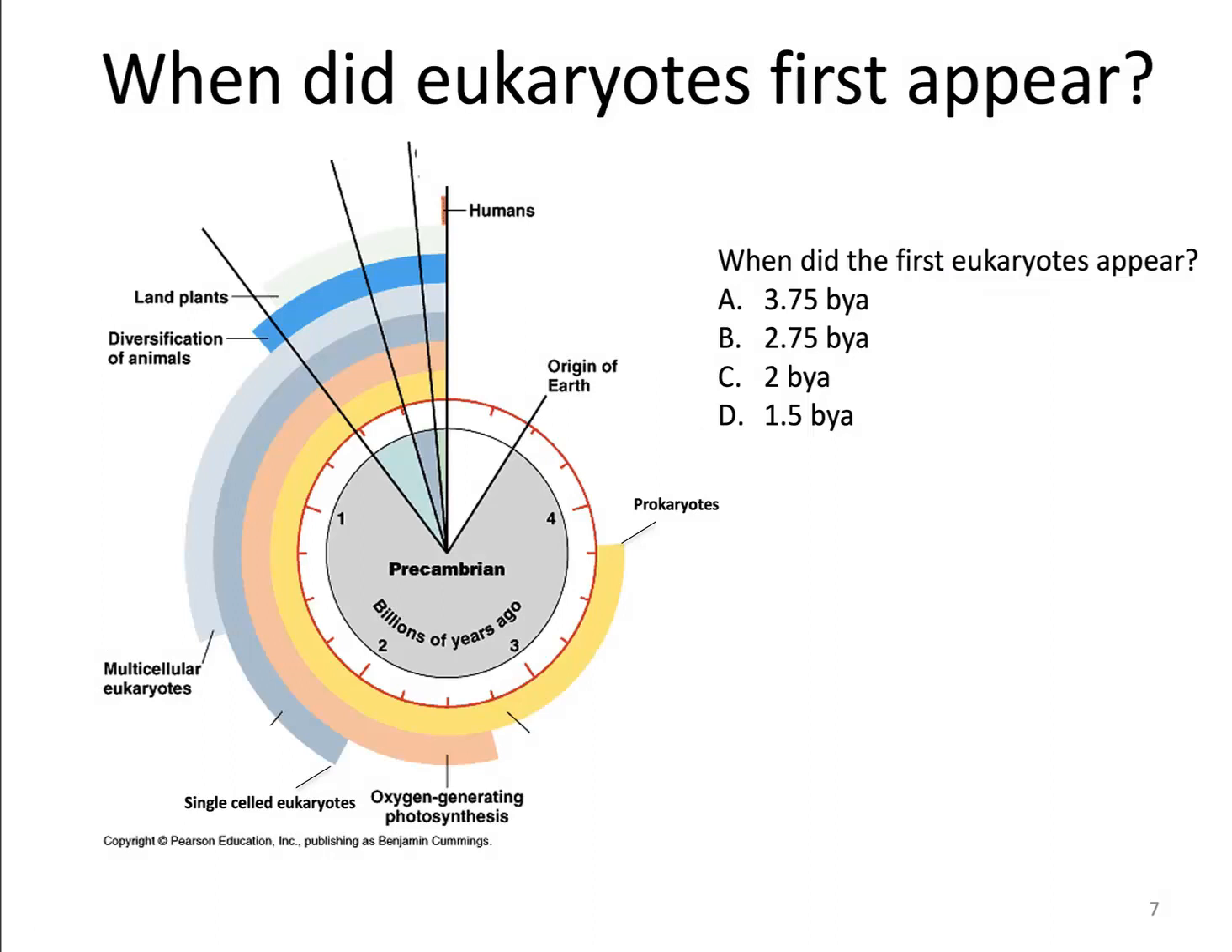So when did eukaryotes first appear? Remember this figure that we've been looking at of the ancient history and the origins of Earth and the major evolutionary events that occurred on Earth. When did the first eukaryotes appear according to this figure?